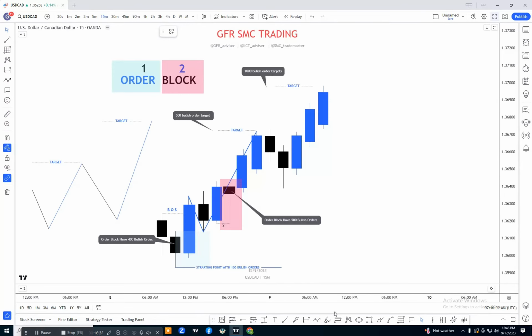Then what will the market do? The market will come back and retest that candle at this point. After testing that candle, the 500 more bullish orders will be triggered in the market. Now we have a total of 1000 bullish orders. Then the market will simply go and complete its target. In these types of sections, the order blocks provide orders to the market. I hope you guys have understood.